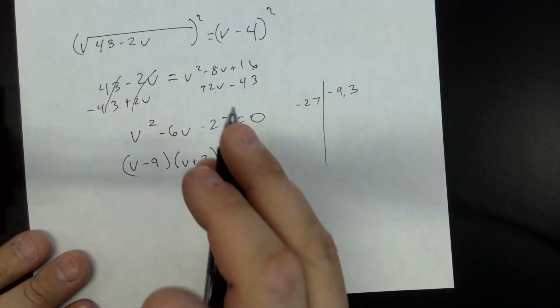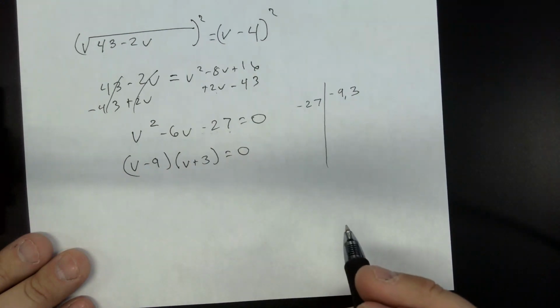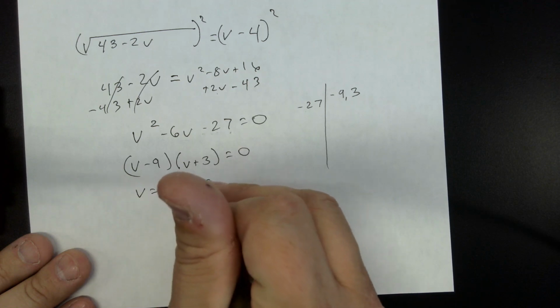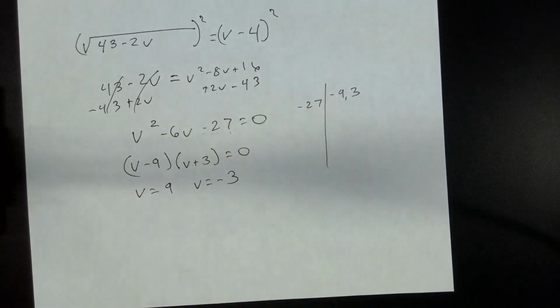Okay? So, what do we got? 96. I don't see a 96. Okay, so our two answers are going to be 9 and negative 3.